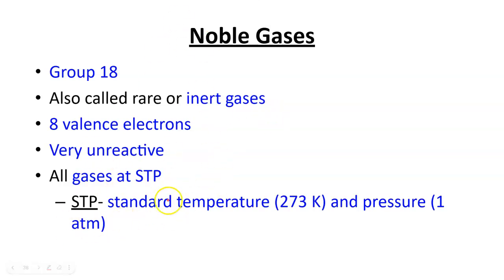The noble gases are all gases at what's called standard temperature and pressure. Standard temperature and pressure is a temperature of 273 K and a pressure of 1 atm.